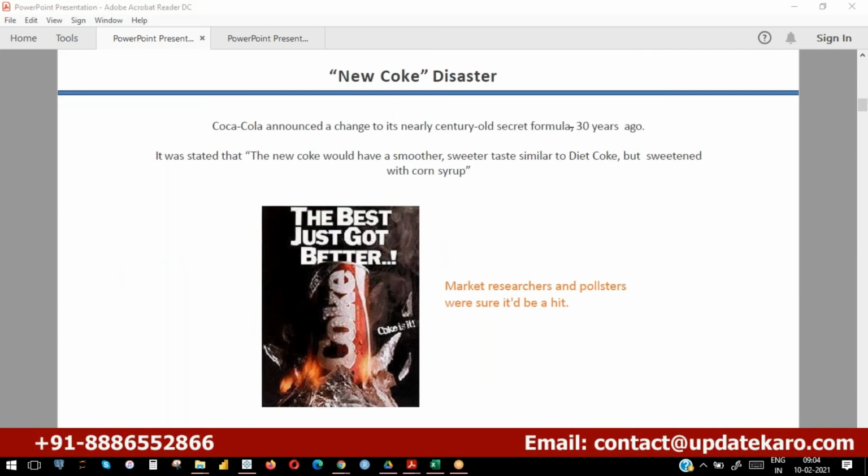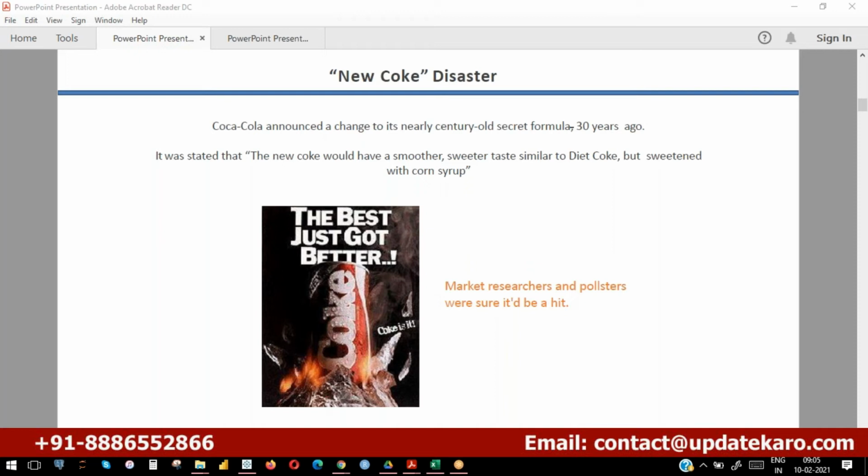So we'll do a case study. We'll just see an example over here. New Coke disaster. What happened with the Coca-Cola company? A wrong decision made the company lose huge resources. The Coca-Cola company announced a change to its nearly century-old secret formula 30 years ago.